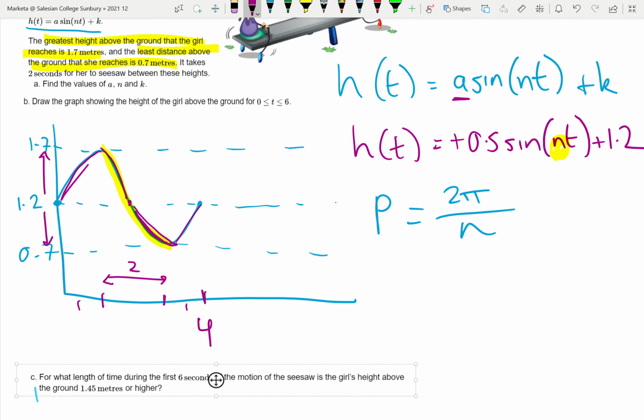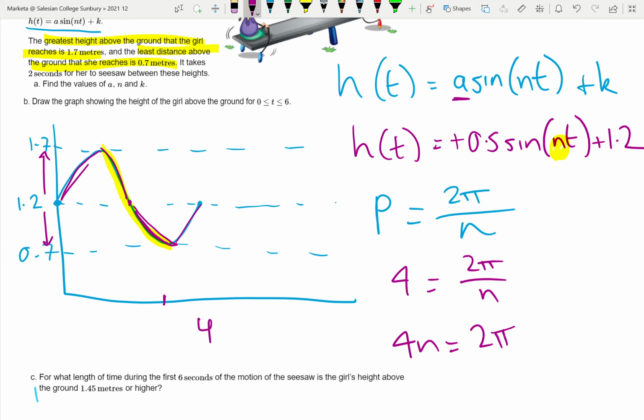So that means if we want to find the value of n, we're going to have to say 4 equals 2 pi on n. That means 4n equals 2 pi, and then n equals 2 pi on 4, which means n equals pi on 2. A lot of people will get that wrong because they'll say that the period is 2 seconds. So watch out for that. Let's pop that in. So pi t on 2. And that would be our equation. So look, it does ask us to find the values of a, n, and k.